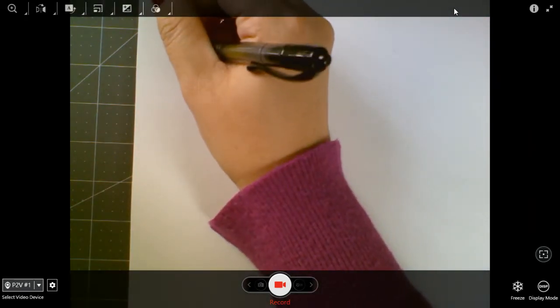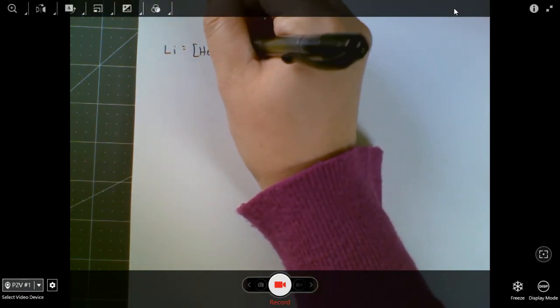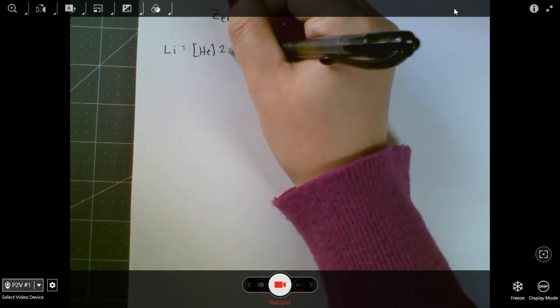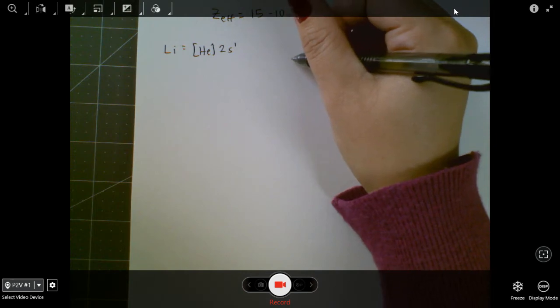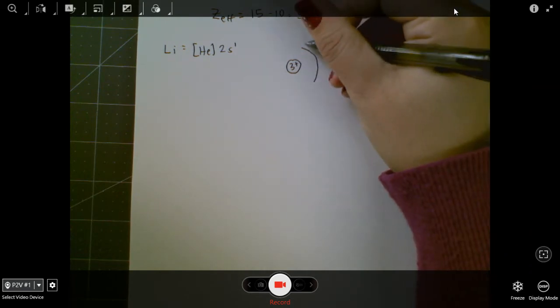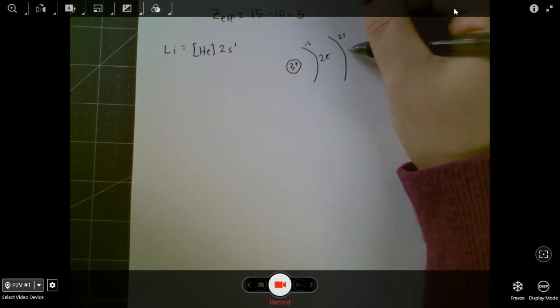So we're going to do lithium first. Lithium's electron configuration is helium in brackets and then 2s1. If we think about its element setup, we have 3 protons in our nucleus. The 1s shell contains 2 electrons, and then the 2s shell contains 1 electron.